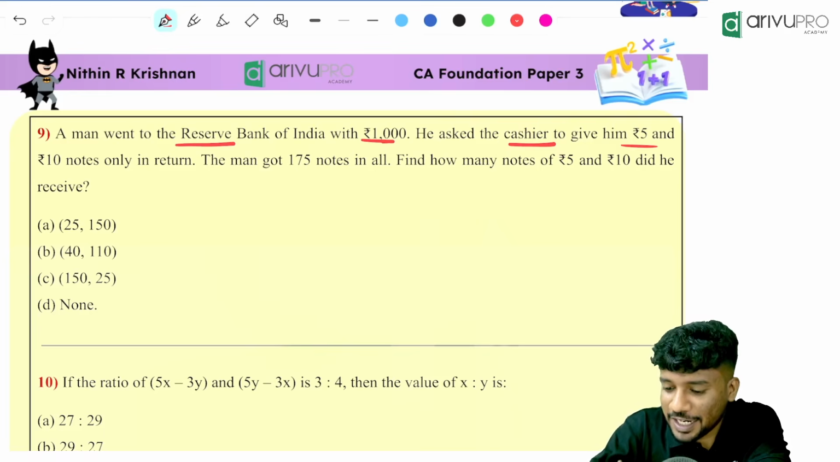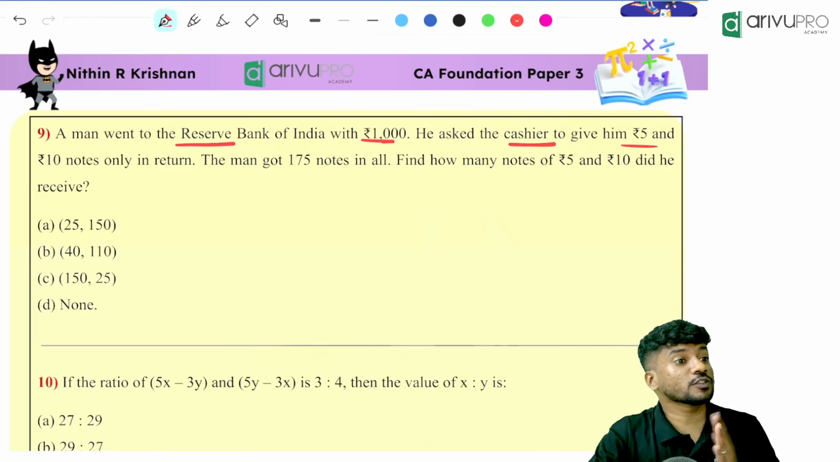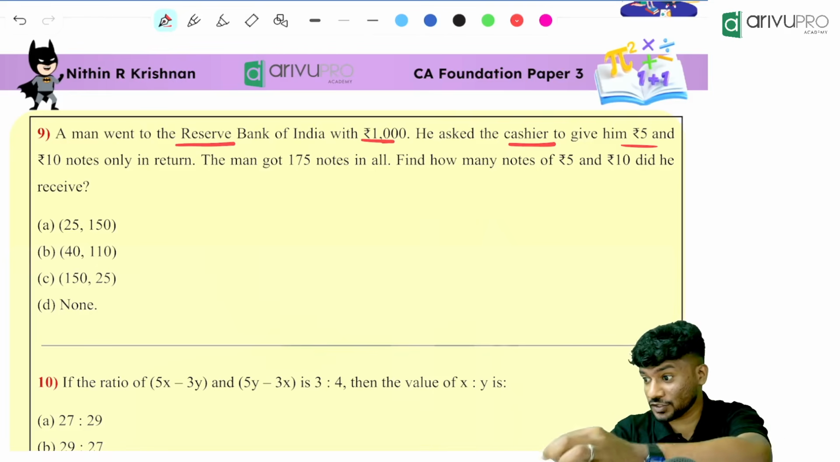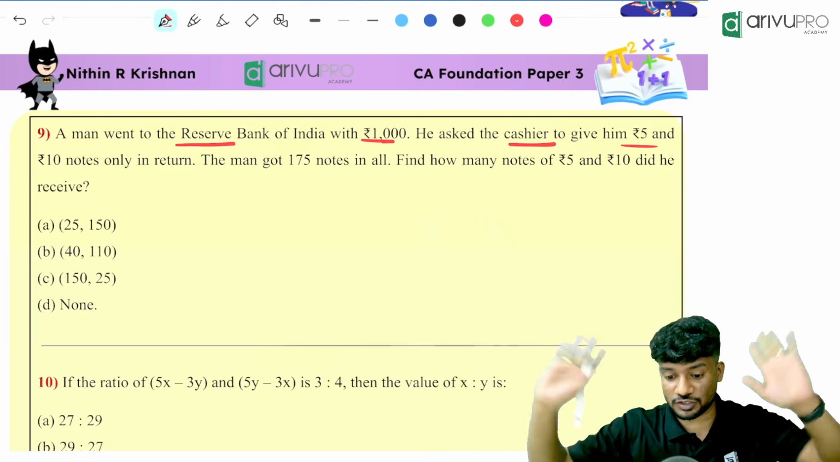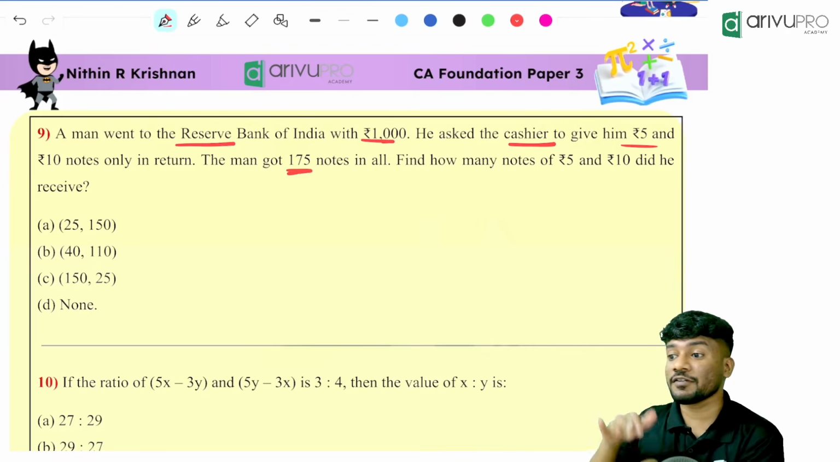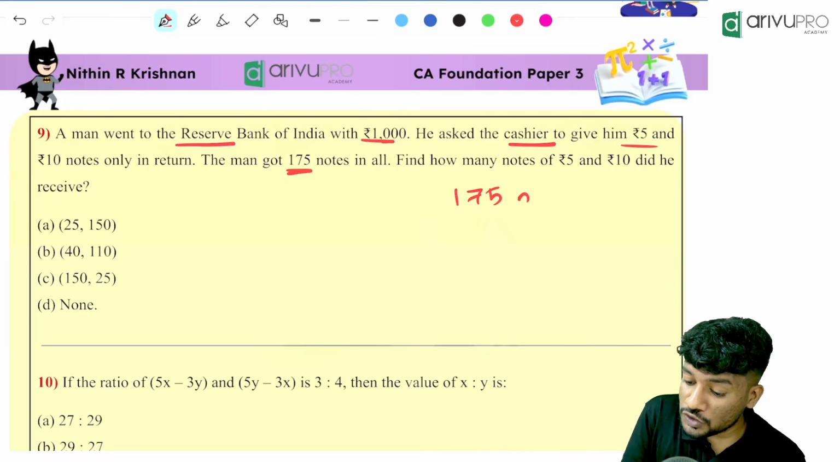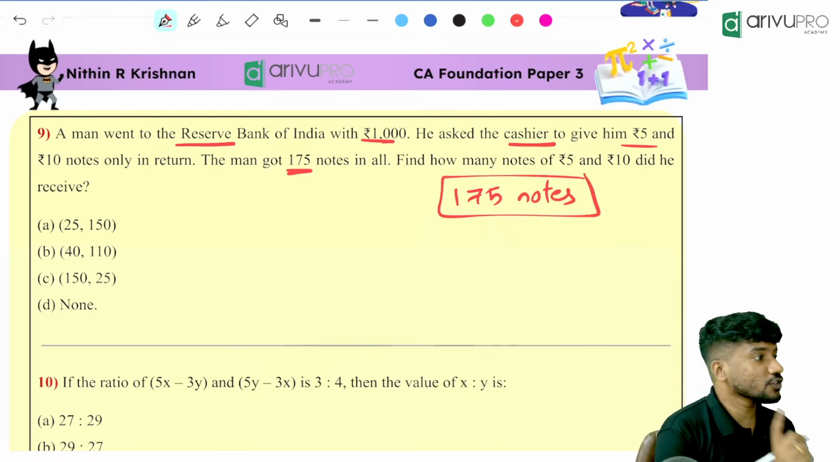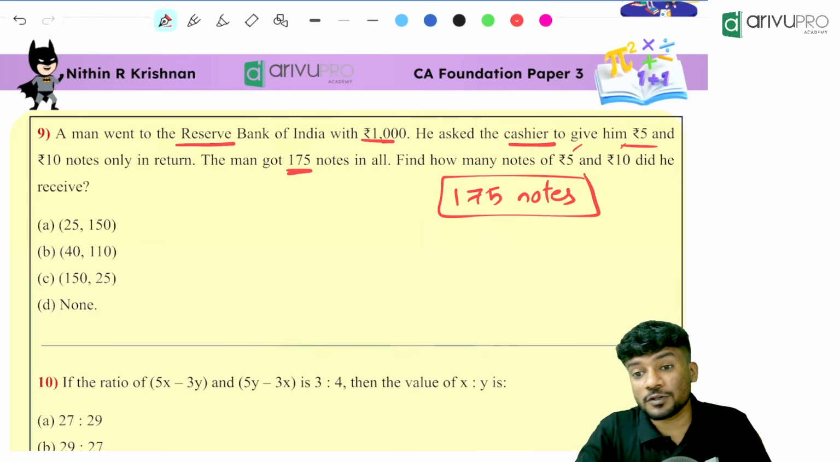Now, the cashier gave him 5 rupee and 10 rupee notes only in return. So a 5 rupee note is there, then a 10 rupee note is there. That is the only possibility, nothing else. He got 175 notes in total. Everyone understood this one? Now, find how many 5 rupee and 10 rupee notes there are.